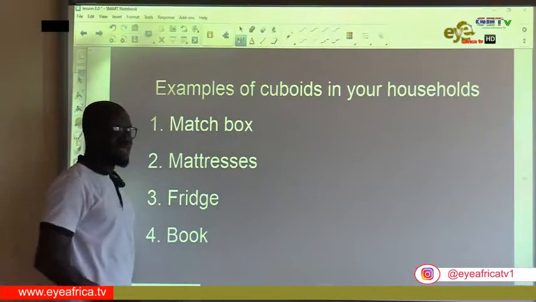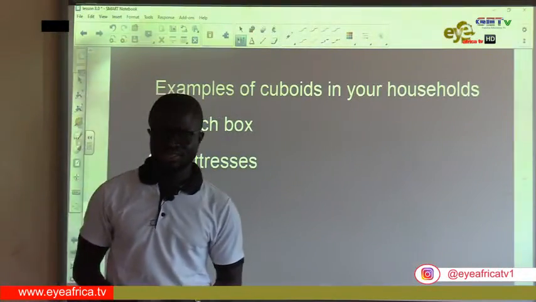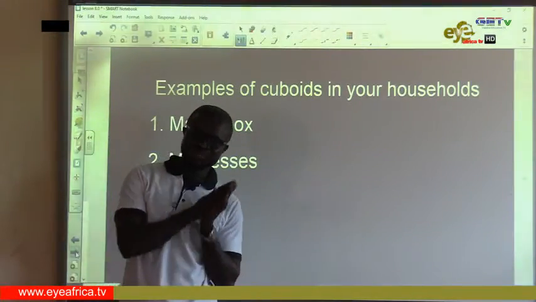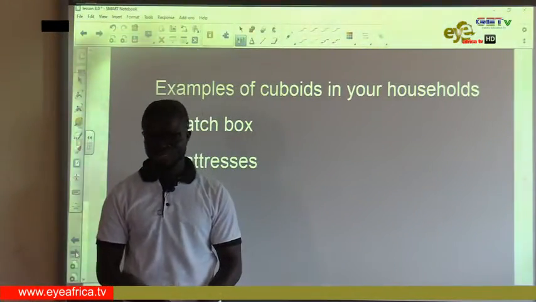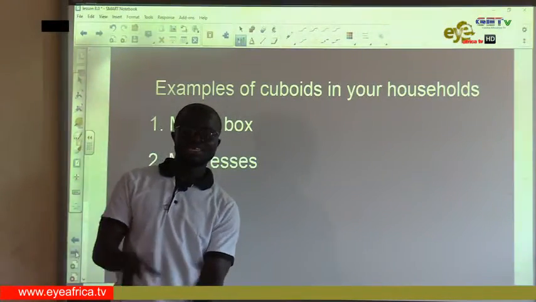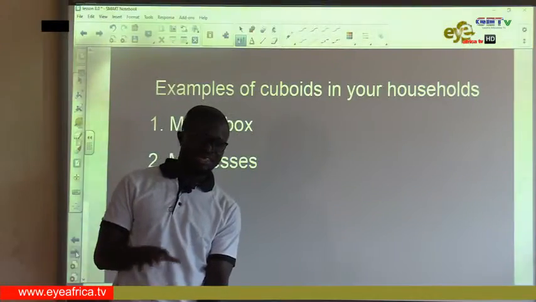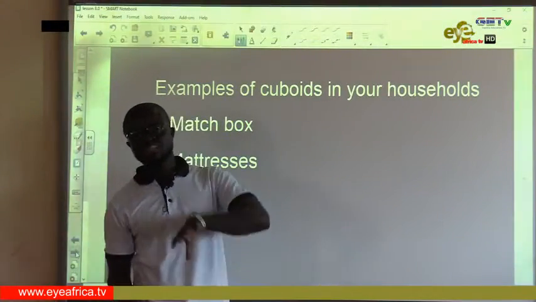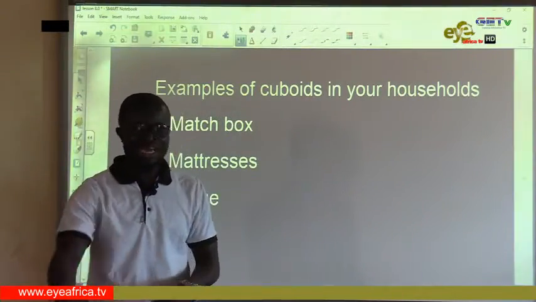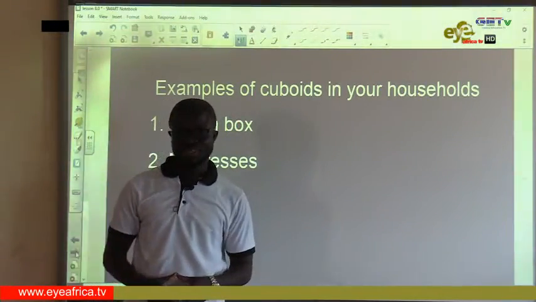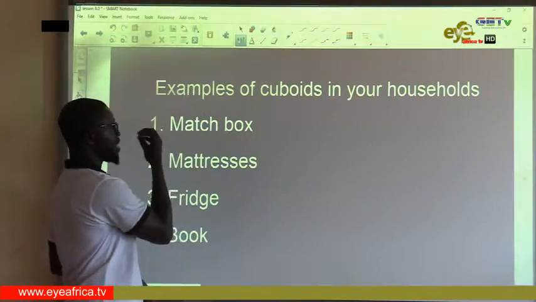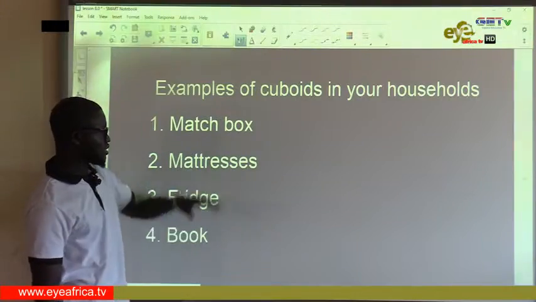The second example we have is the mattress. Mattress, you call it locally as sponge, where you normally spend the night when sleeping. If you look at the mattress, it is made in such a way that it has a thickness, and that thickness gives it what? A height. So with the thickness that gives it the height, remember it is having a length and a width or a breadth. So because of those features, you can also classify the mattress as what? A cuboid. So the mattress is also an example.